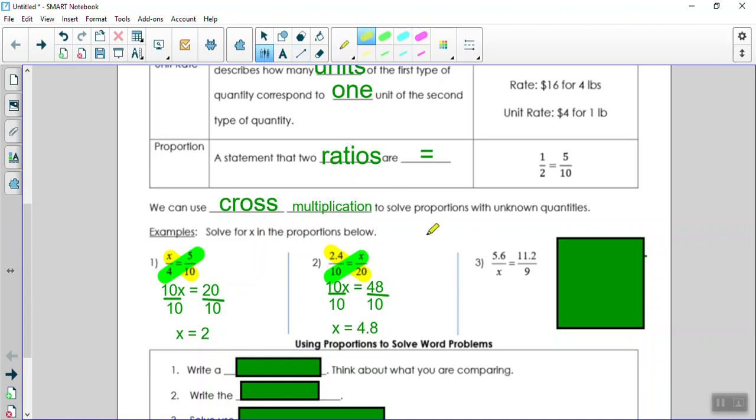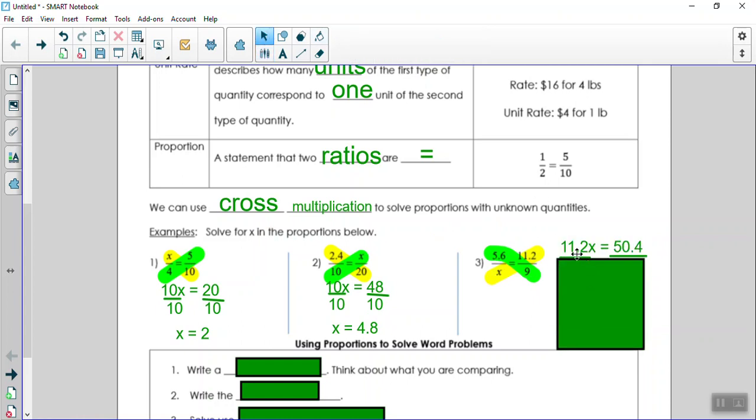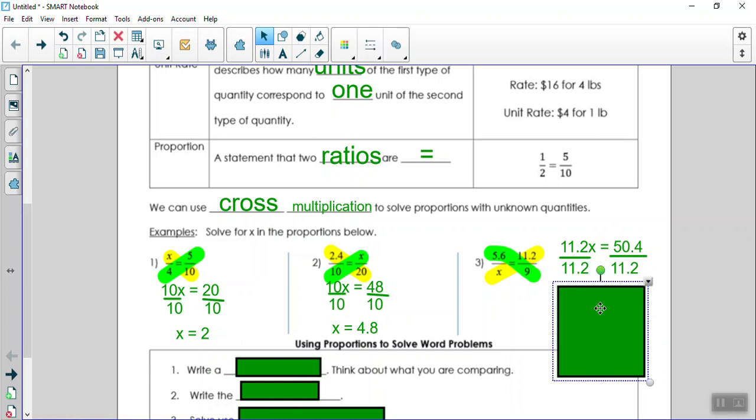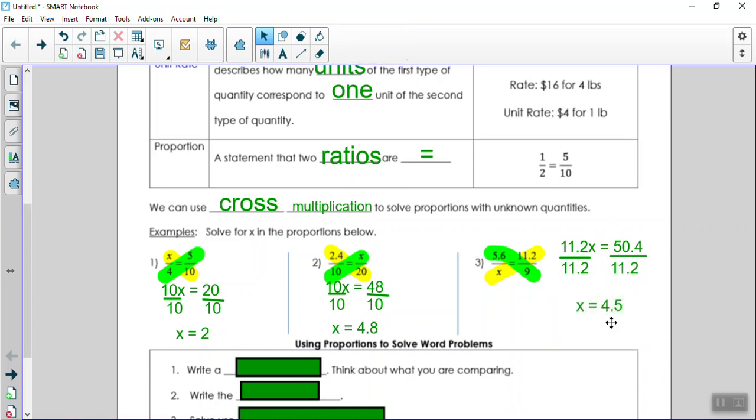Okay, one more example. We're going to cross multiply 11.2 times x, and we're going to multiply 5.6 times 9. Okay, so 11.2 times x gives us 11.2x. 5.6 times 9 is 50.4, right? Then we divide on both sides by 11.2, and our final answer is 4.5. We can use calculators for this, so our decimals shouldn't bother us. We're just multiplying and then dividing. So two steps to solve our proportions.